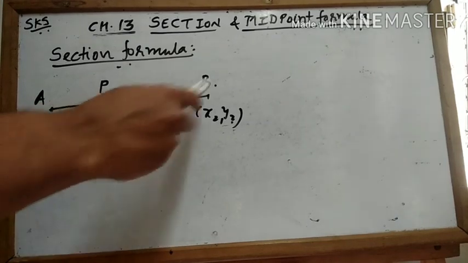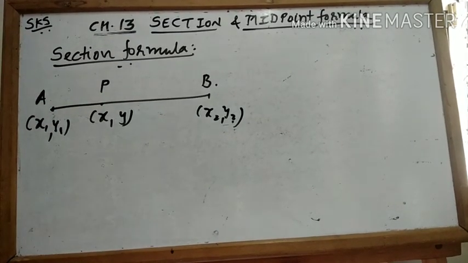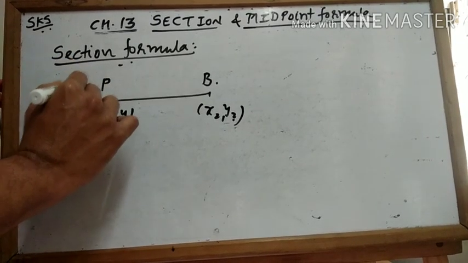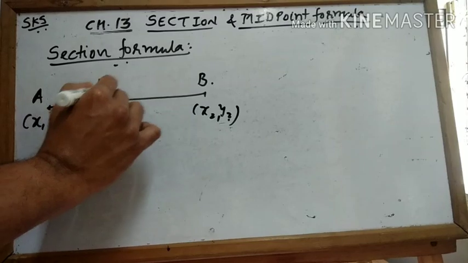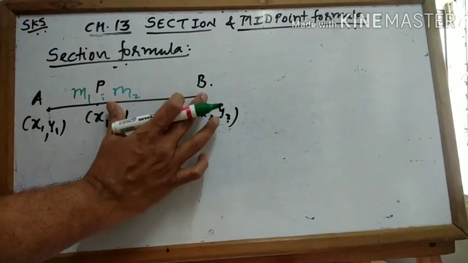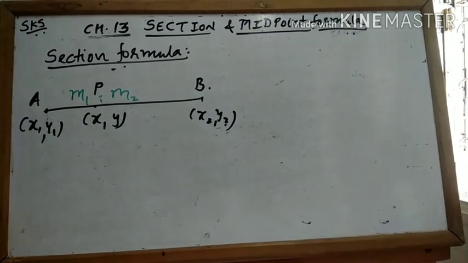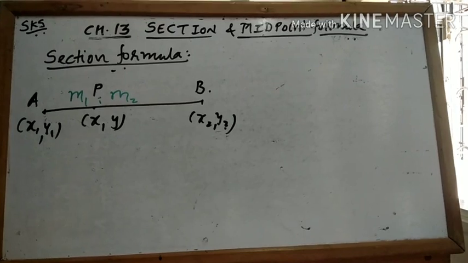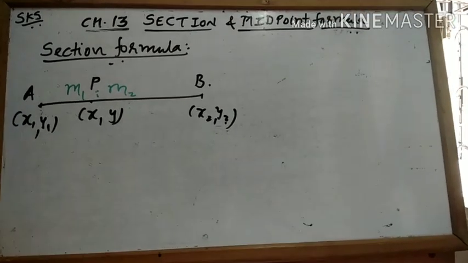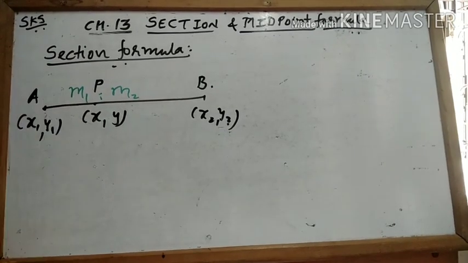There is one point P on AB. It is not the midpoint, remember, it is any point other than the midpoint, and it is dividing the segment in the ratio M1:M2. That means this much part is M1, this much part is M2. If in the previous example it was a 1:1 ratio, here the ratio is M1:M2. That means it is other than 1:1. It can be 2:5, 3:2, any other ratio. So the ratio is M1:M2.